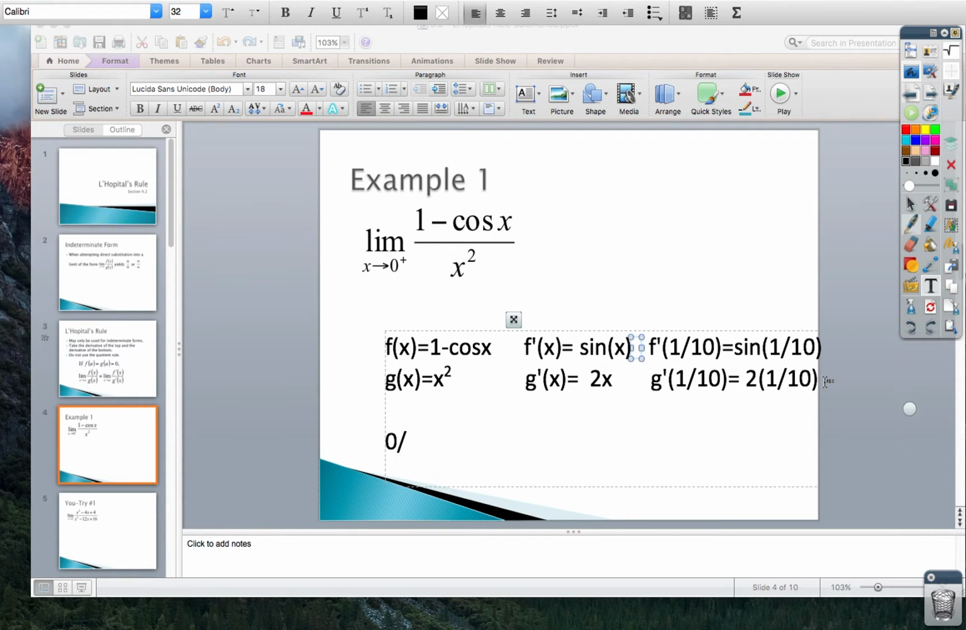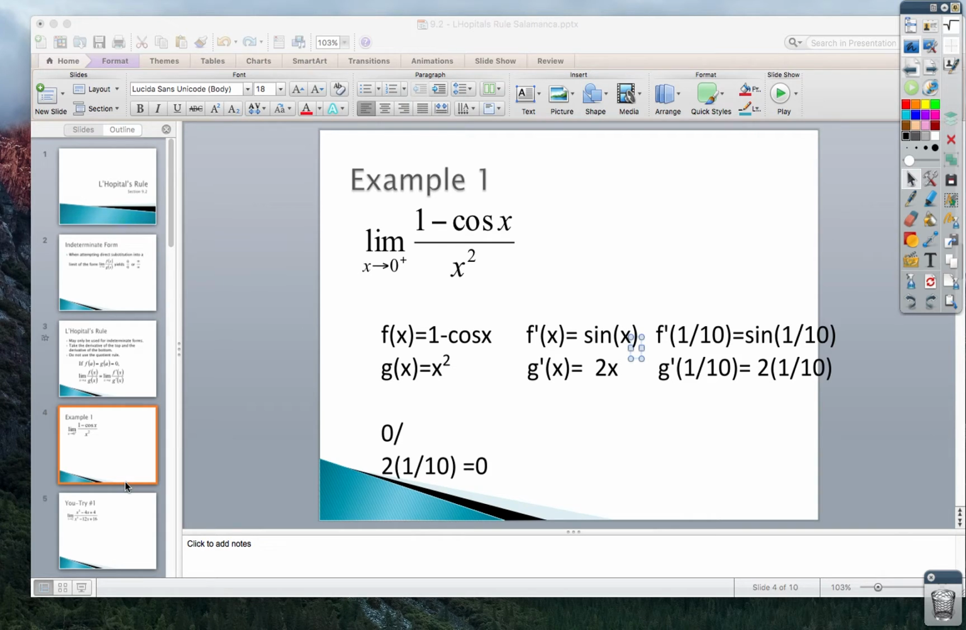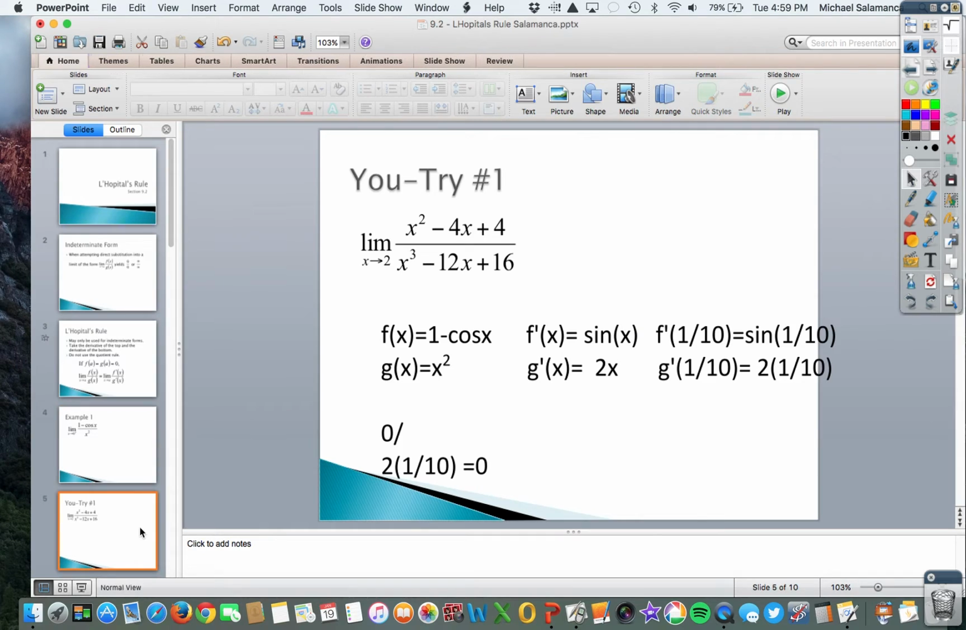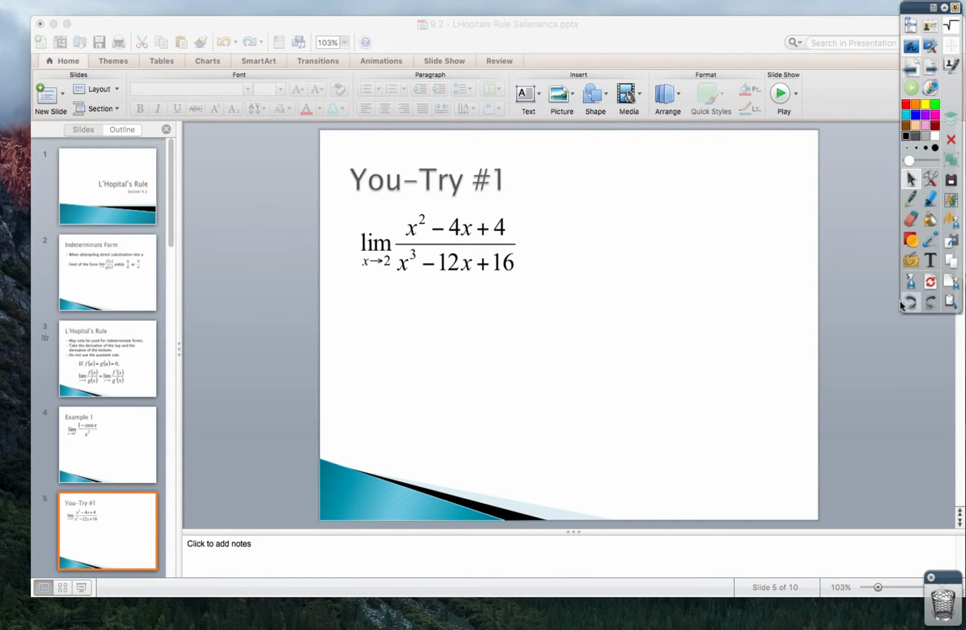And then when we divide that by 2 times 1/10, that turns out to be 1/5. And so when we do all this multiplication, it turns out that our limit here is 0. So luckily you won't have to deal with that too much. You can also verify this on your calculator. Let's go ahead and look at another problem.